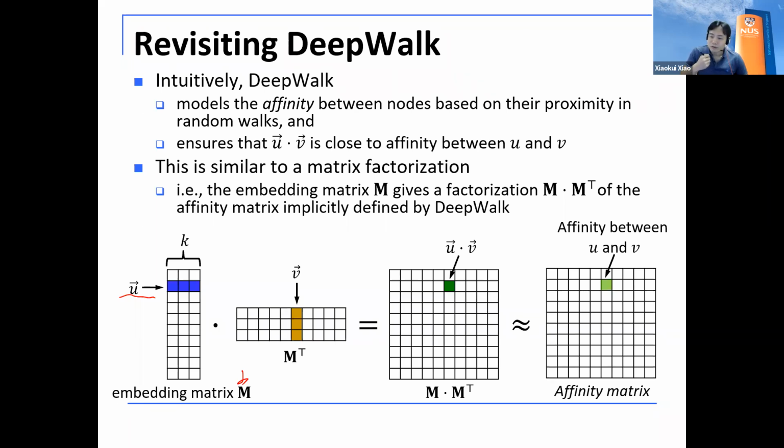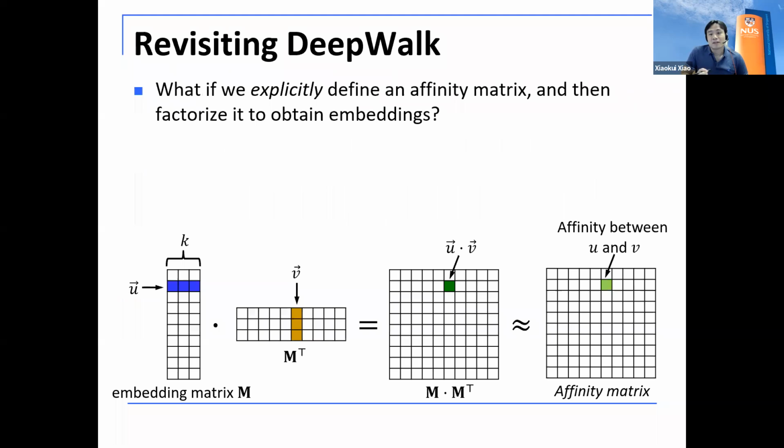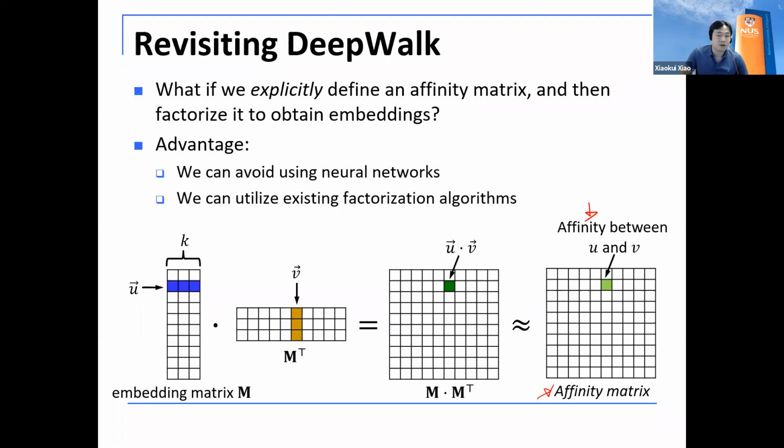Now, if we want to do the same thing without using a neural network, what can we do? Intuitively, the first thing that we can do is to explicitly define an affinity measure so that we can construct this affinity matrix without using a neural network. And then once we have this affinity matrix, we can just apply some existing matrix factorization algorithm to obtain the n by k embedding matrix on the left-hand side here. So this is what we're going to do in our approach.